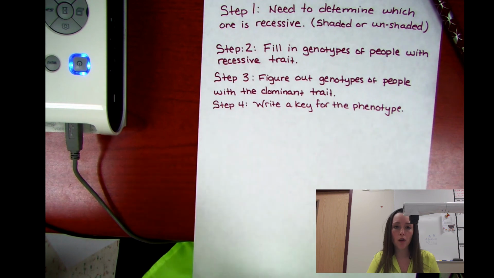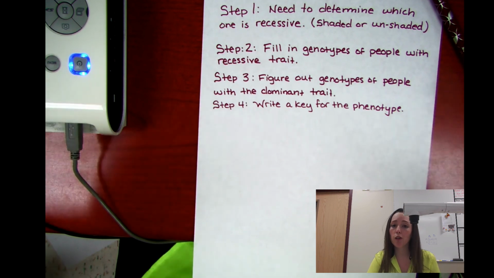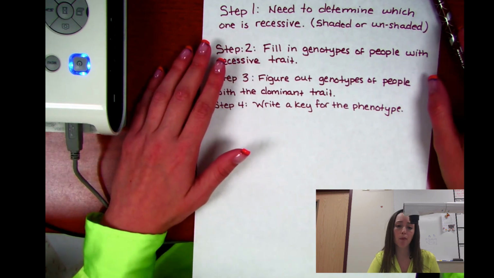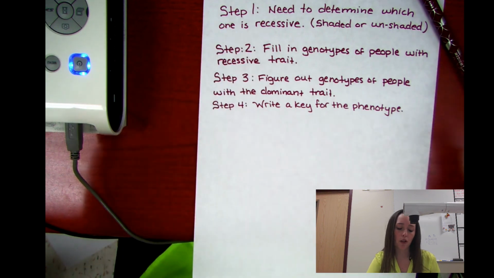So I'm going to go through the step-by-step process that I go through in my mind when doing a pedigree. If you want to get out a separate sheet of paper to write this stuff down, you can. I do recommend taking notes because that'll help you understand it a bit more. When you write it down, you remember things a little bit better. But you don't need to write down the steps if you don't want to.